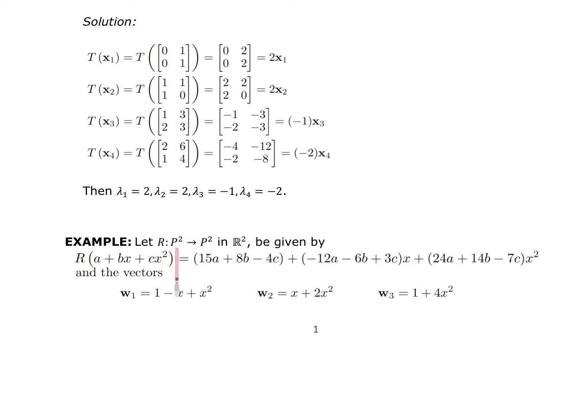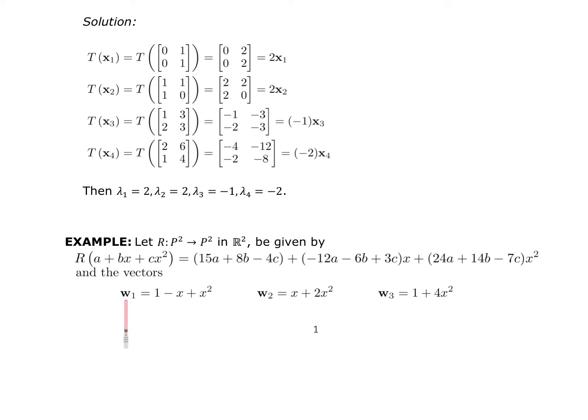It's a linear transformation of polynomials of degree 2 or less into polynomials of degree 2 or less, and it's given by this, where if my entry is a plus bx plus cx squared, then what's going to get kicked out into my codomain is 15a plus 8b minus 4c, and negative 12a minus 6b plus c, times the x, and then 24a plus 14b minus 7c, times x squared.